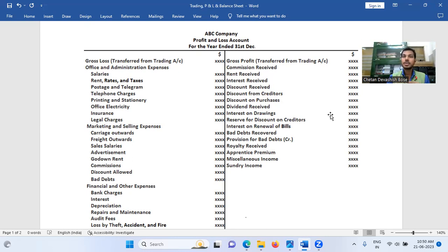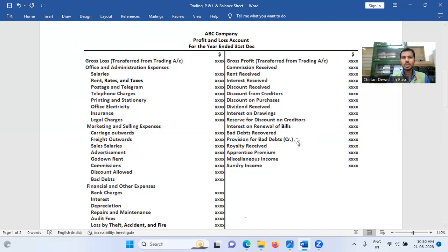So if we try to understand, the very simple logic is any expense which is related to office, marketing, sales, or finance has to be written at the debit side of my profit and loss account. Okay, and any income which has been earned while doing work at office, while doing admin work, marketing, sales or finance would be written at the credit side. So that is how it is different from the trading account.